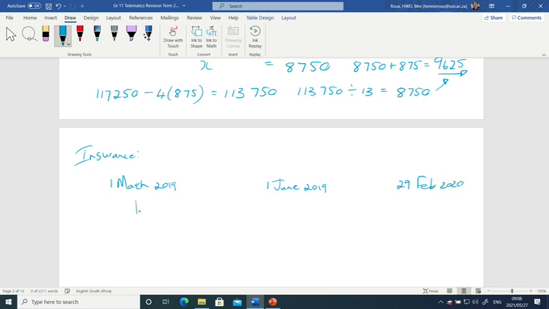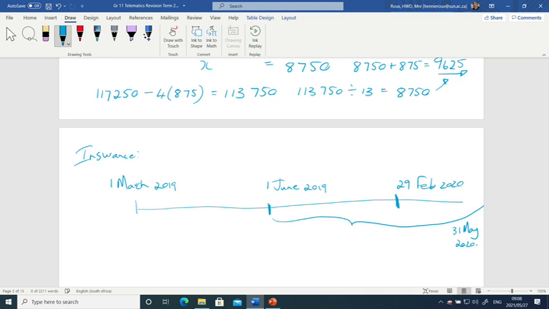1st of March, our year ends 29th of February. But we've paid from the 1st of June, we've paid up to the 31st of May, because we've paid it for a year. But our financial year ends on the 29th of February. So everything beyond that is in advance.